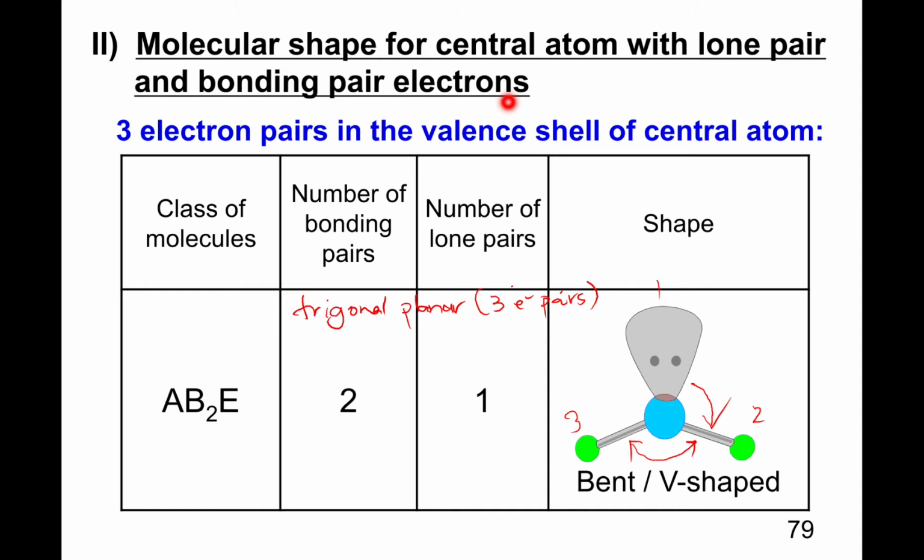Okay, so the bond angle for bent should be less than 120 degrees, because the bond angle for trigonal planar is 120. Since we have a lone pair here and the repulsion is stronger, it will repel these two bonds and reduce the bond angle.